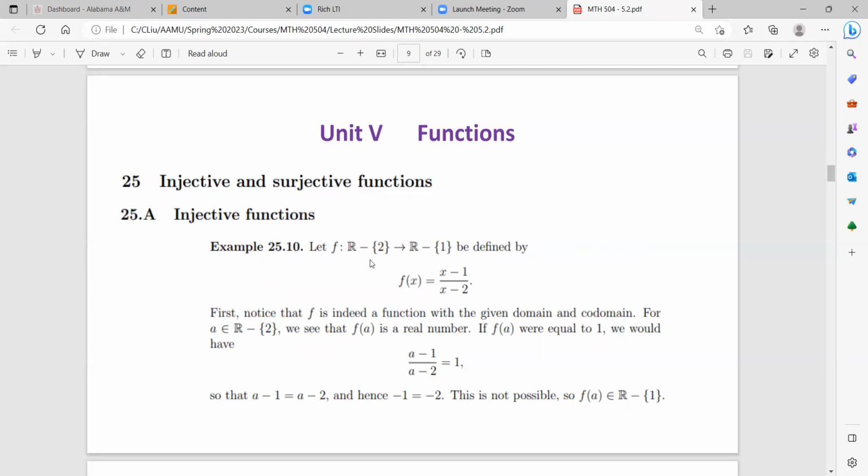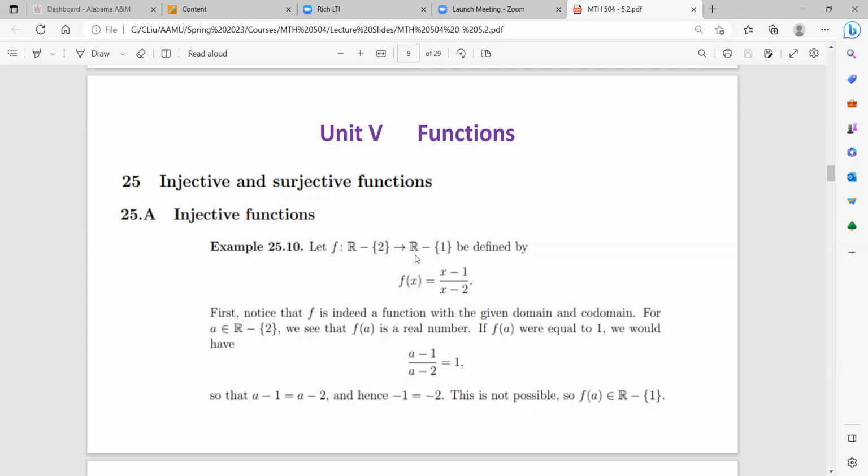Especially the domain. Okay. So obviously you cannot use 2 for the x. So the domain of the function is all real numbers except 2. All right. But you can easily find also that the function value can never be 1.